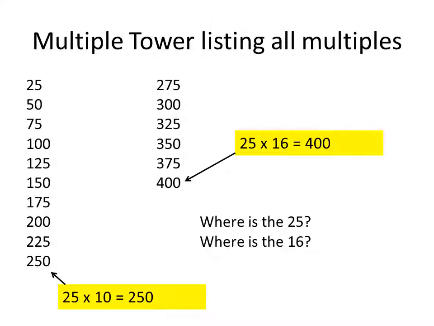Here's one strategy if we think about writing out all of the multiples of 25 in a multiple tower. As you can see, I have a clean break at 25 times 10 to organize my multiples, and then I know that the 16th multiple, which is 400, is my answer. One thing to think about with kids when they do this is having them realize where the 25 is, the number I count by, and also where the 16 is. 16 is the number of multiples.